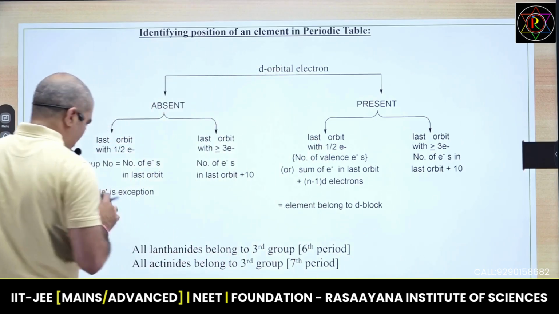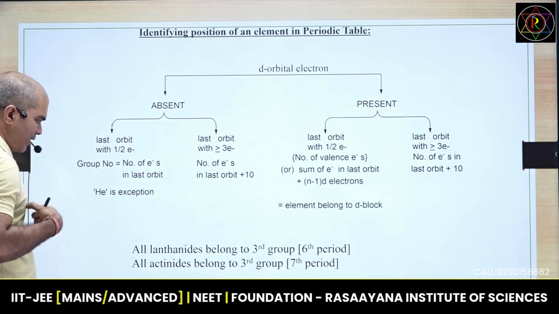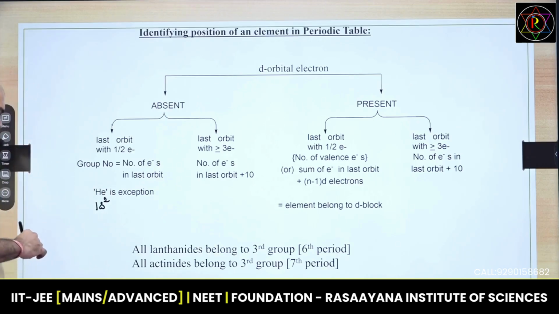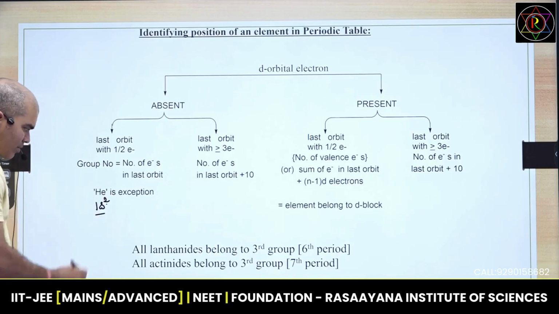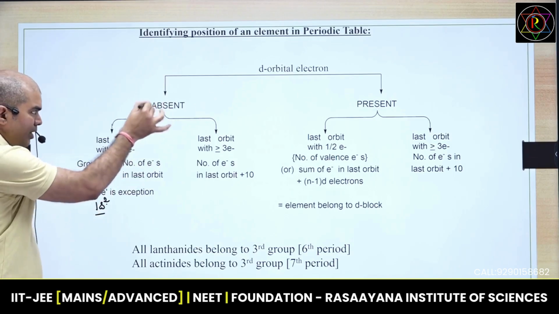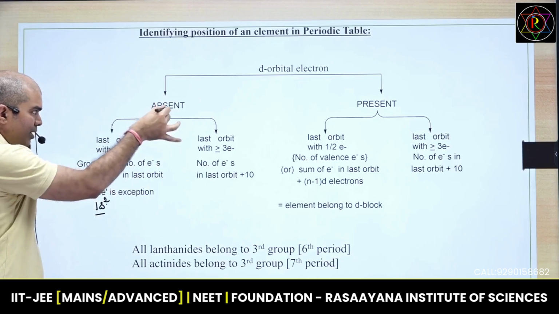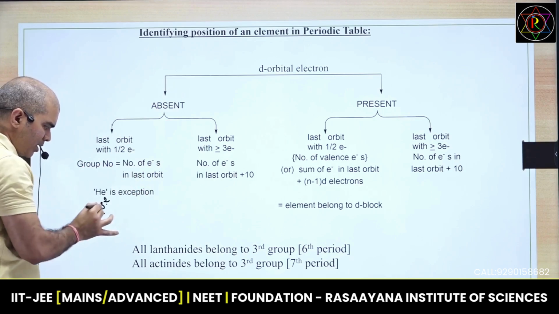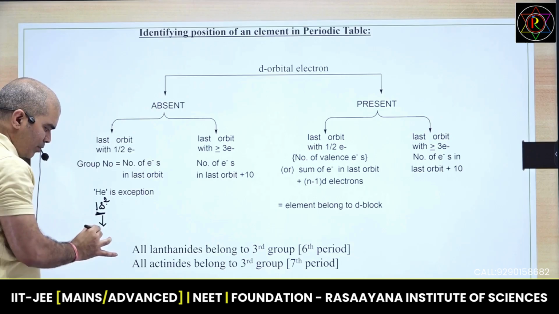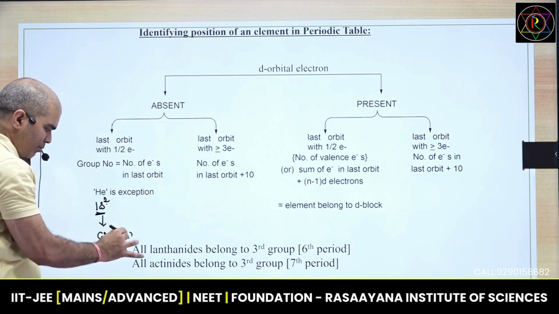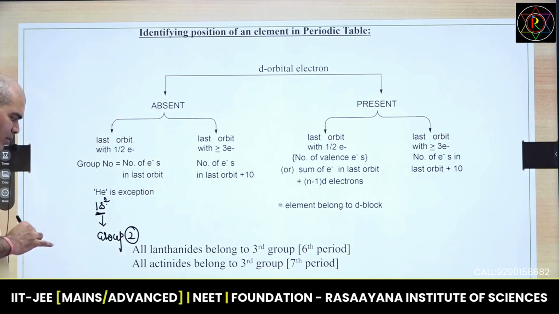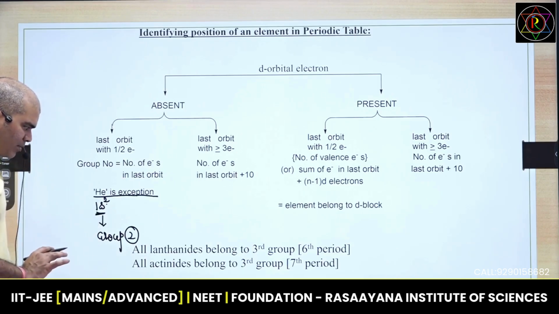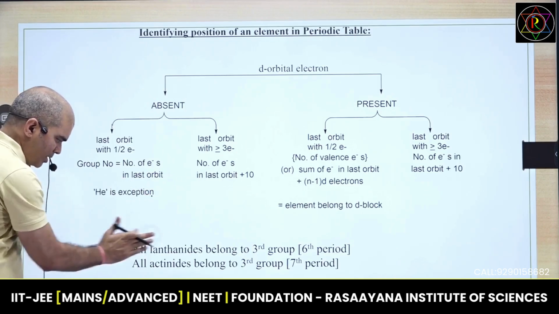Helium is an exception. Why helium is an exception, we'll understand. Suppose I take helium, helium is 1s2. So the last shell has 2 electrons. It has no d orbital, so d electron is absent. Last orbit is with 1 or 2, then what is its group number? The number of electrons present in the last orbit. So I cannot put it under group 2, because if I put it under group 2, I will be wrong. It belongs to group 18. Therefore helium is an exception for this classification.